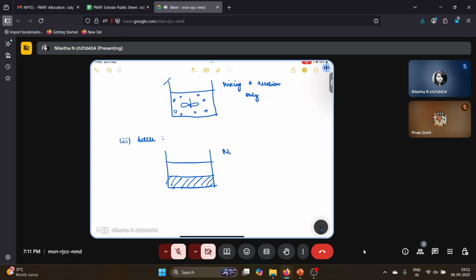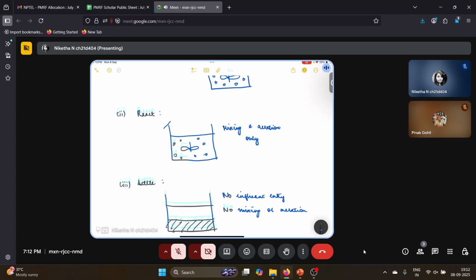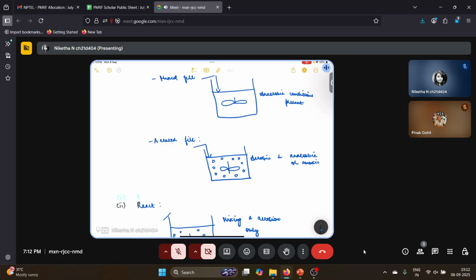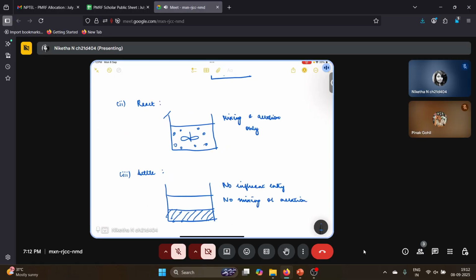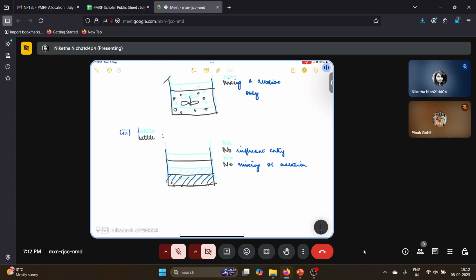So there is no influent entry, no mixing or aeration. So you can see that all of these processes are taking place in the same tank, one after the other. So this saves a lot of space.